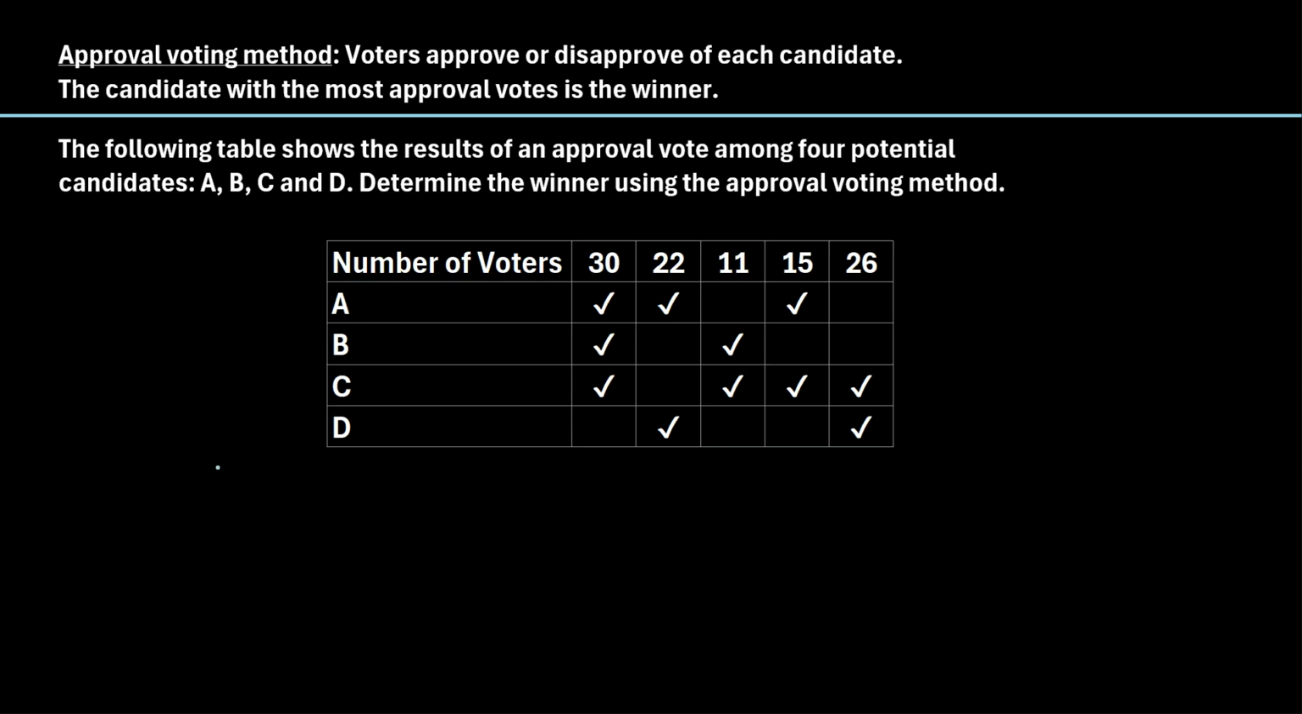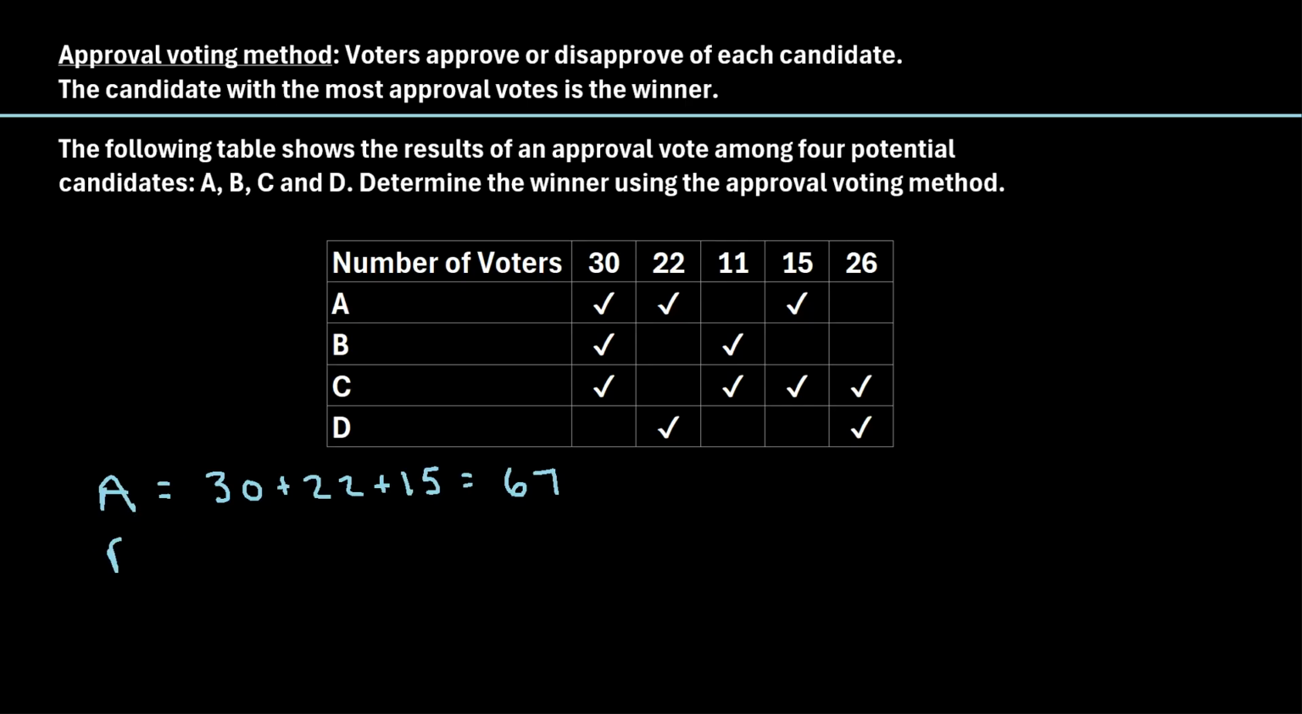So what we want to do is just add up the total number of approval votes for each candidate. If we start with candidate A, we can see that in this column, and in this column, and in this column, candidate A was approved by the voters. It has a check mark in each of those columns. So the total number of voters who approved of A was 30 plus 22 plus 15. So that's a total of 67 voters who approved of candidate A.